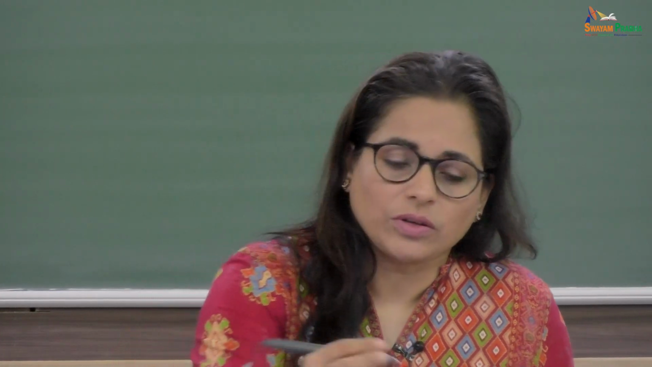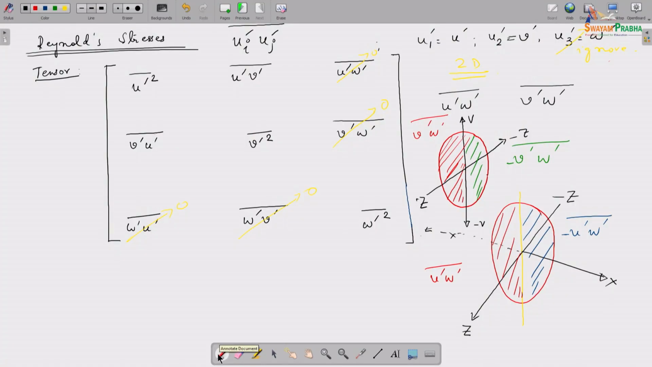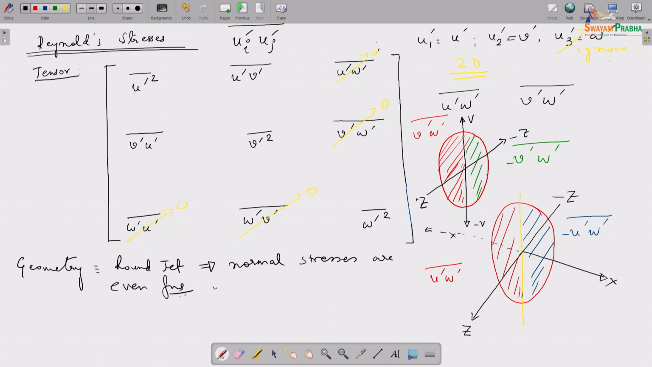Now, geometry, which is a round jet essentially in this case. It dictates that the normal stresses are even functions of R. Okay. So what this dictates is that the normal stresses are even functions of R.